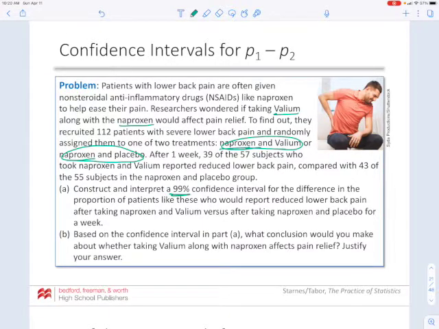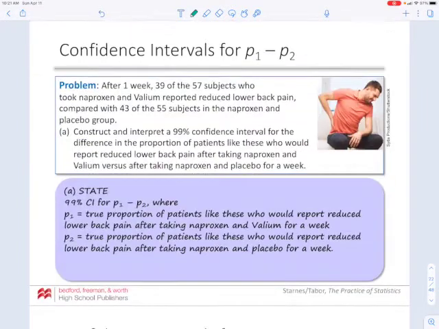Part A: Construct and interpret a 99% confidence interval for the difference in the proportion of patients like these who would report reduced lower back pain after taking naproxen and Valium versus after taking naproxen and placebo for a week. Part B: Based on that confidence interval in Part A, what conclusion would you make about whether taking Valium along with naproxen affects pain relief, and justify your answer?